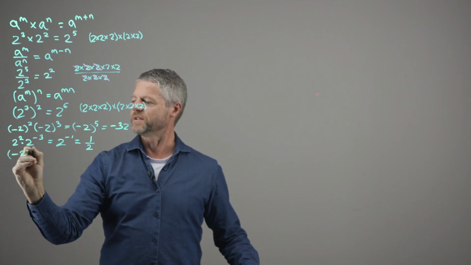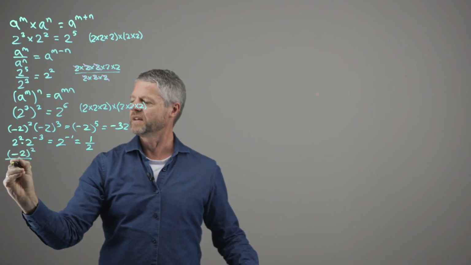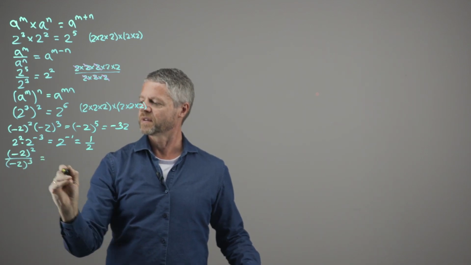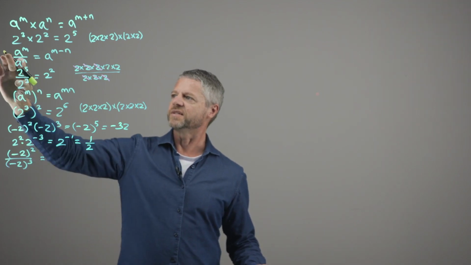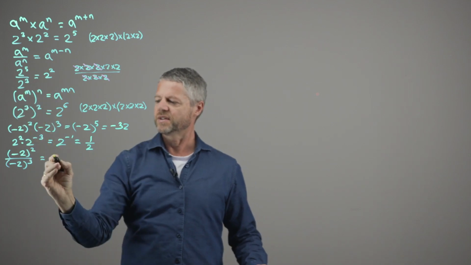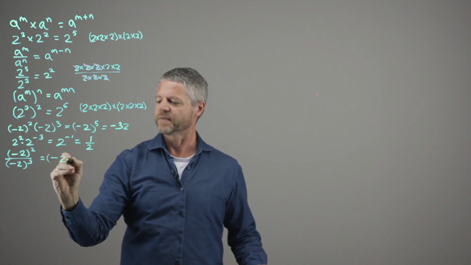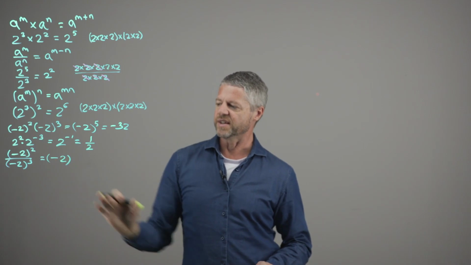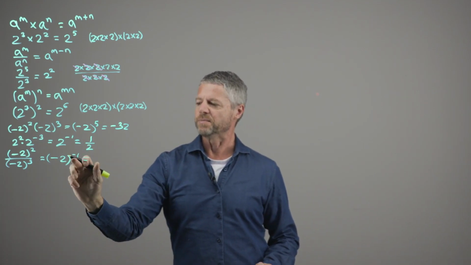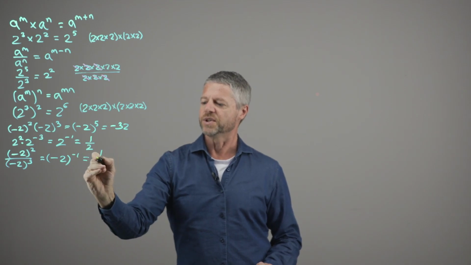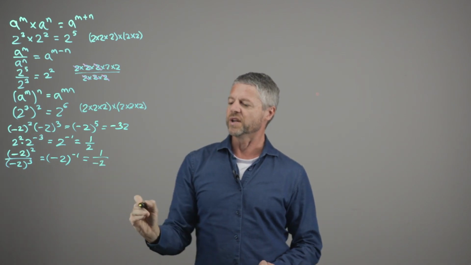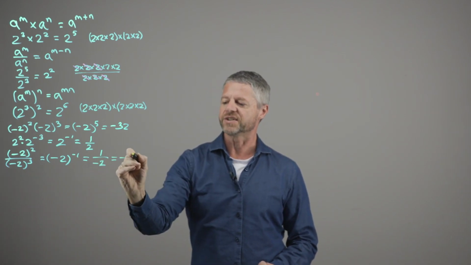Next example, let's do minus 2 squared over minus 2 cubed. So this is this example here. So we subtract the exponents. So I'll just write down the base and then subtract the exponents. 2 minus 3 be minus 1. Remember, minus 1 means put it in the denominator. So we have 1 over minus 2, and another way of writing that is just minus 1/2.